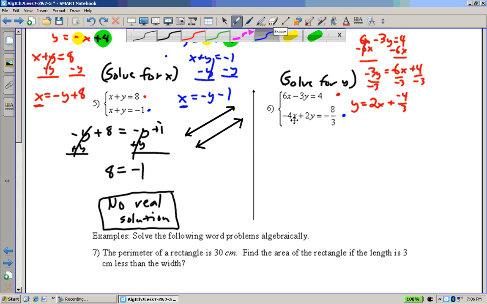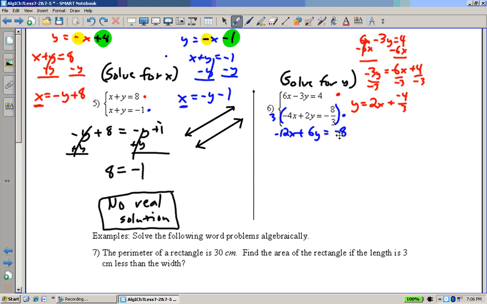you know what? I just don't like dealing with the blue as it is. Since it's an equation, I am allowed to multiply through by the common denominator. So I'm going to do that even before I start solving for y. So we have negative 12x plus 6y equals negative 8. And this is just going to be much easier to work with.